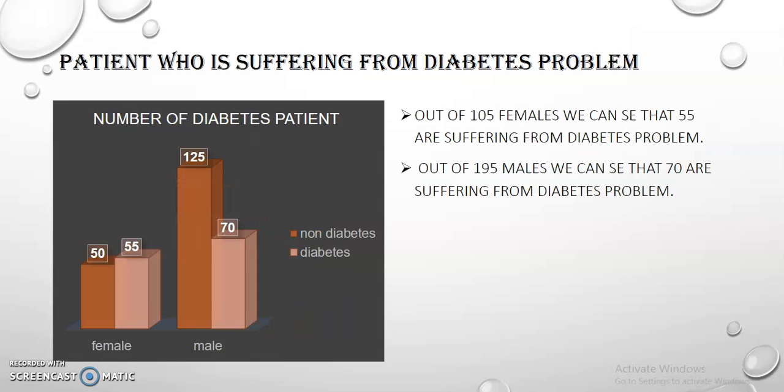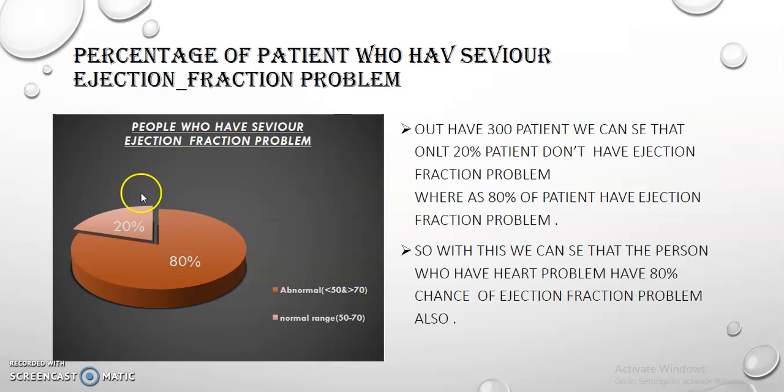Patients who are suffering from diabetes problem: you can clearly see that more than 50% of females are suffering from high diabetes problem also, and out of 195 males, 70 have high diabetes problem.